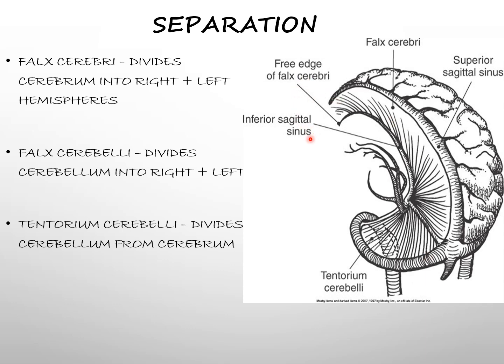Let's see here, what else? Inferior sagittal sinus. So there's the superior sagittal sinus on the top, and the inferior sagittal sinus, which is more towards the inside of the skull, inside the brain. So falx cerebri divides the cerebrum into right and left hemispheres. Falx cerebelli divides the baby brain, the cerebellum, into right and left. The tentorium cerebelli divides the big brain, the cerebrum, from the little brain, the cerebellum. So three different types of separation.